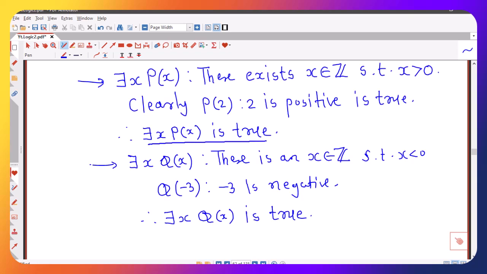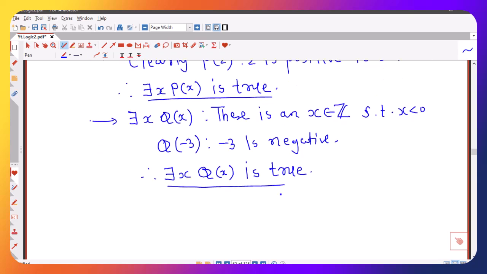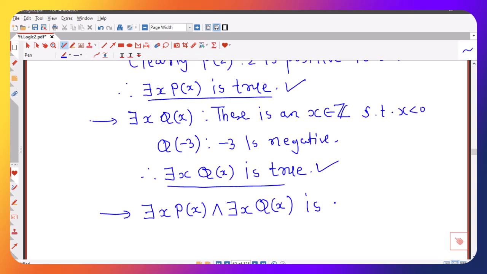Now we have this proposition true, and this proposition is also true, and we know that if we take the conjunction of two propositions, then the conjunction is true if both the propositions or statements are true. Here there exist x p(x) and there exist x q(x), both are true, therefore their conjunction is also true. So the truth value of this part is true.